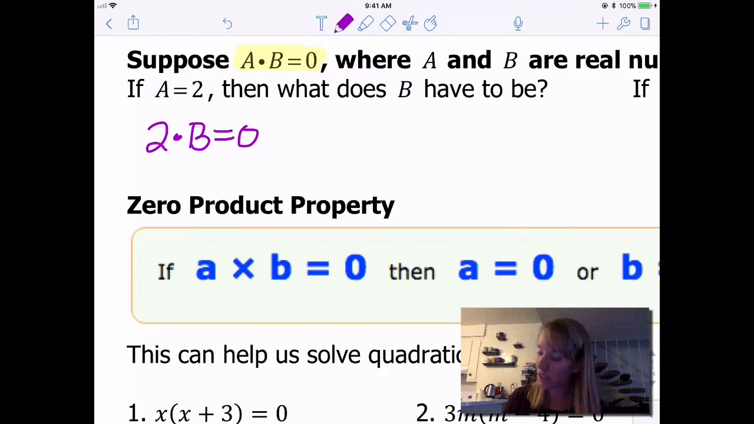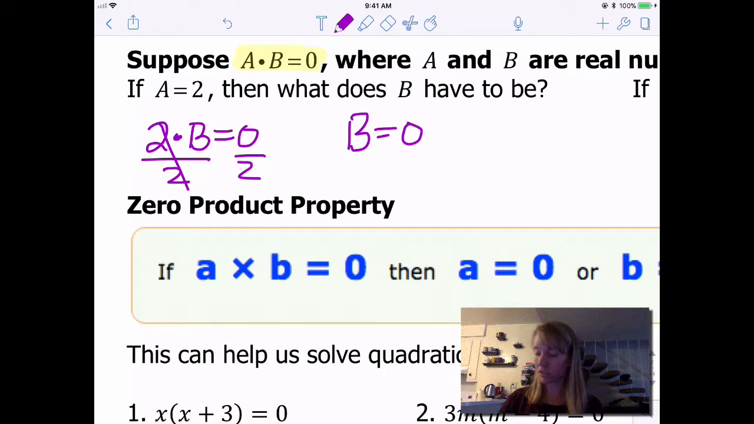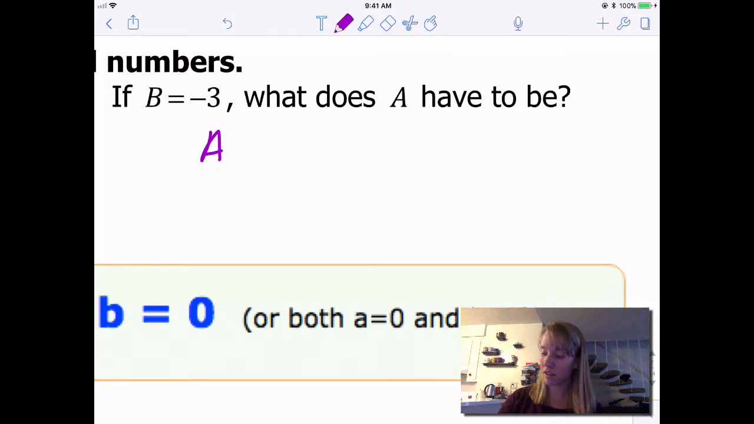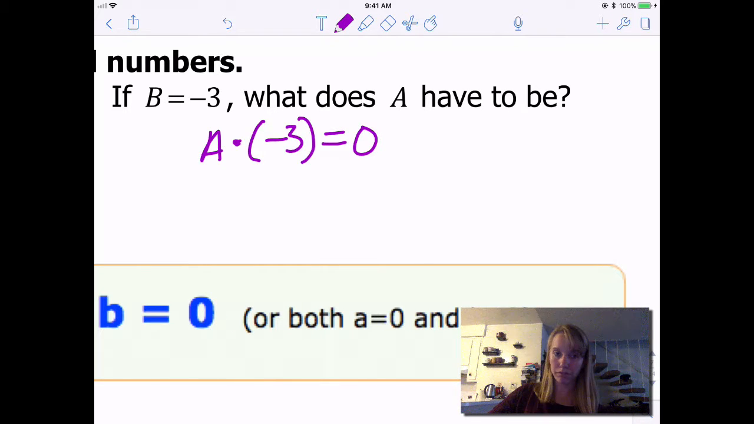Another way we could do this is divide by 2 on both sides, and B is 0 divided by 2. We know that 0 divided by anything is just 0. So again, we get B is equal to 0. So that's if A is 2. That would really be the same if A was 3, 4, 5, 6. If A is any number but 0, we know that B has to be 0. On the flip side, if B equals negative 3, what does A have to be? Now we've got A times negative 3 equals 0. What would A have to be so that that product was 0? Really the only thing that it could be, again, is 0.